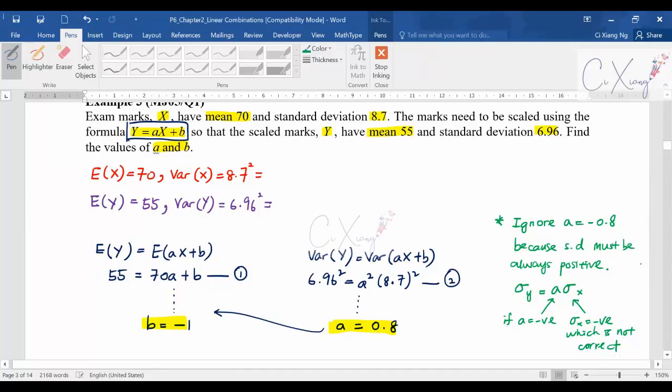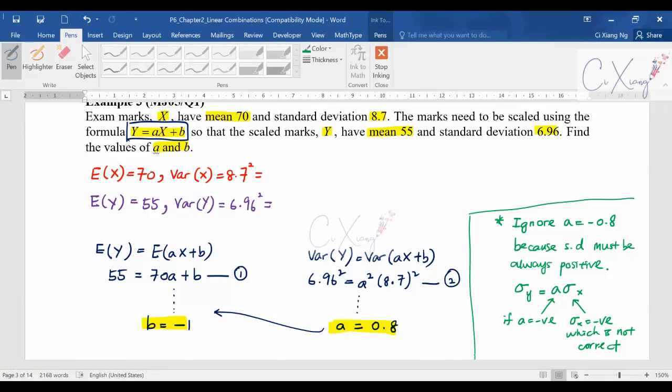This is the reason, but a lot of students can't see it. So I just write it out here in case in your steps you get the value A equals -0.8, then please make sure that you ignore it. So we have only one value for A, which is 0.8, and then B equals -1. So this is what we have for our linear combination, the basic introduction.